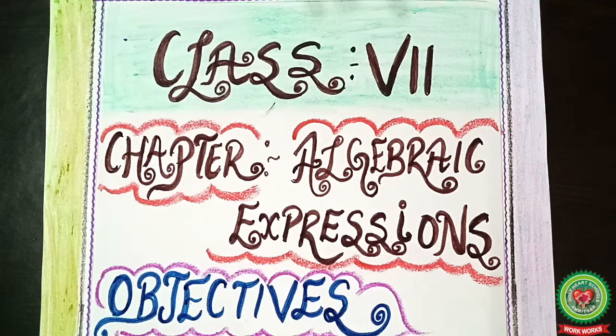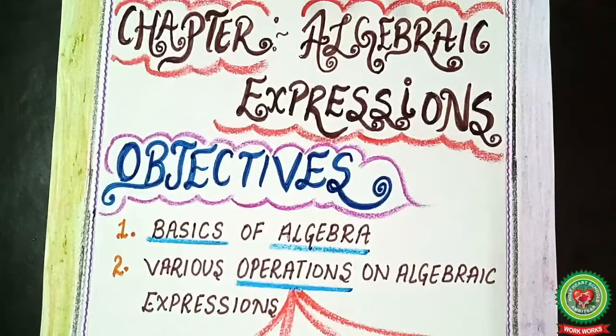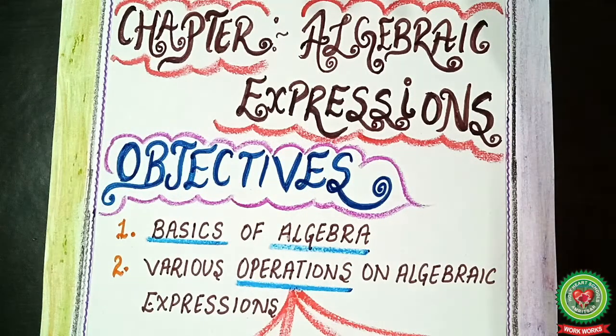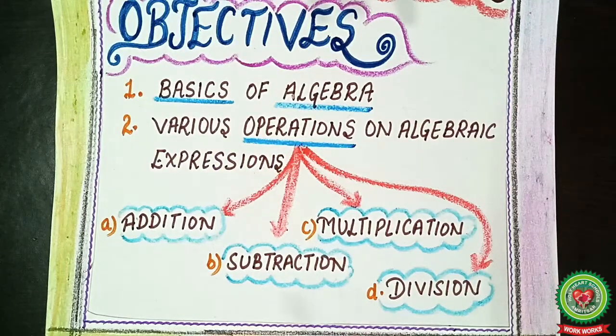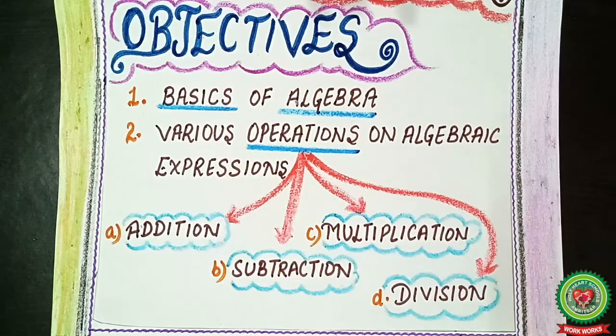Dear students, in this chapter Algebraic Expressions, we have learnt about the basics of algebra already and the first two operations, that is addition and subtraction, right? And in the last video, we started the multiplication operation on monomial with monomial, right? So today we will learn how to apply this multiplication operation on other algebraic expressions. So let's get started.